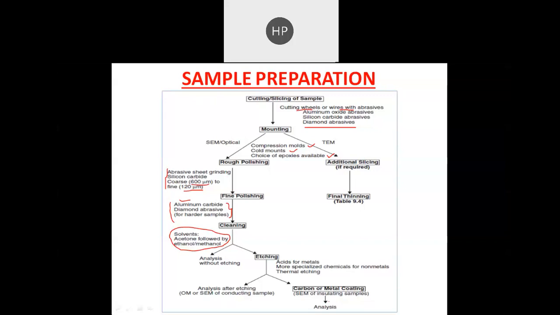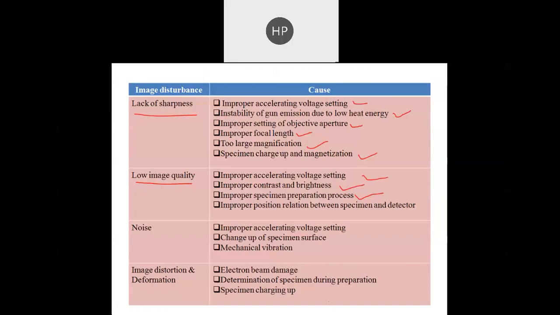Otherwise, whatever your work, that will go in vain, because if you have not prepared the surface well, then definitely it is not going to give you a good image. So this is a very important step to make a proper specimen. Then improper relation between the specimen and the detector. The electrons that are generated have to be detected. So the specimen and detector are positioned in such a way that the maximum amount of electrons will be absorbed by the detector, so that we can have a good quality image.